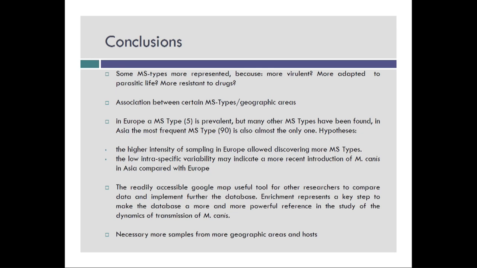Some words also as regards the Google Maps. We think that this is a good tool for other researchers because they can access it without problems. It is free, and they can have a look at this data, and eventually they could also in the future add their own data. And of course, this would represent a very great enrichment for appreciating the dynamics of transmission of Microsporum canis. Finally, we must say that we are continuing this analysis because as soon as we go on, we find new genotypes, and we understand that we need more samples to address better all the questions that arose.